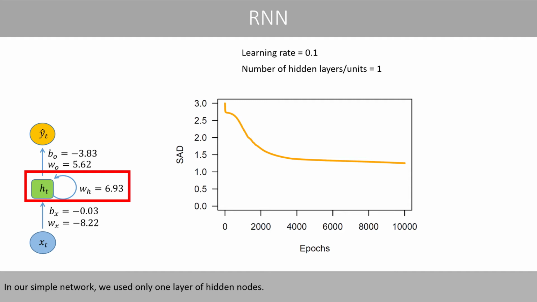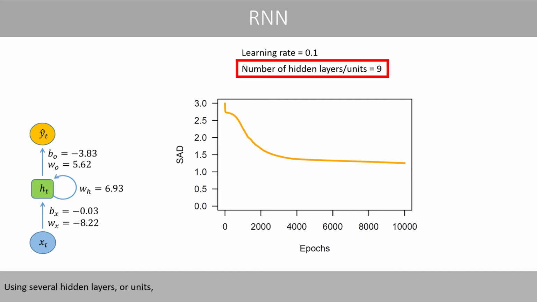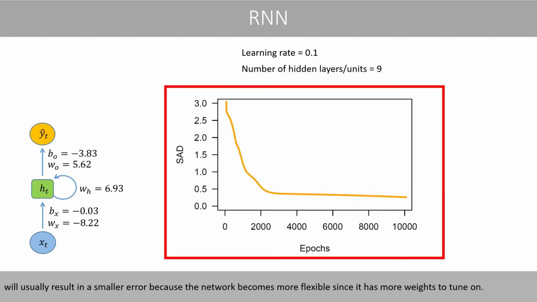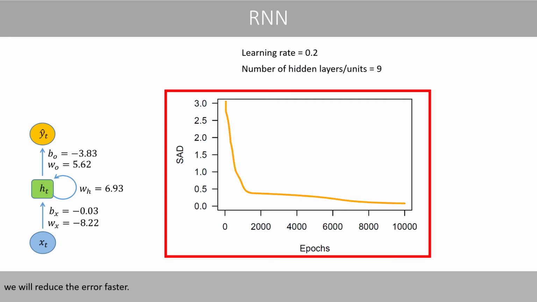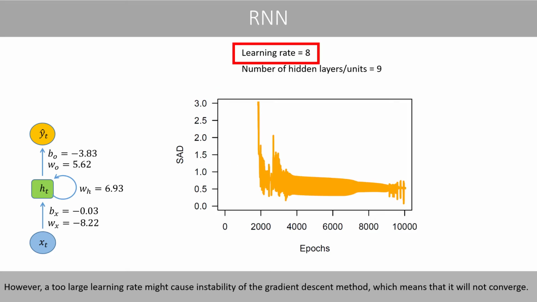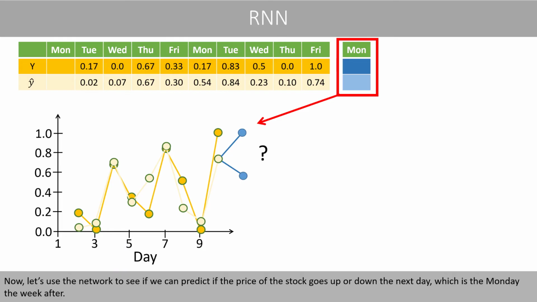In our simple network, we used only one layer of hidden nodes. Using several hidden layers or units will usually result in a smaller error because the network becomes more flexible since it has more weights to tune on. If we increase the learning rate of the gradient descent method from 0.1 to 0.2, we will reduce the error faster. However, a too large learning rate may cause instability of the gradient descent method, which means that it will not converge.